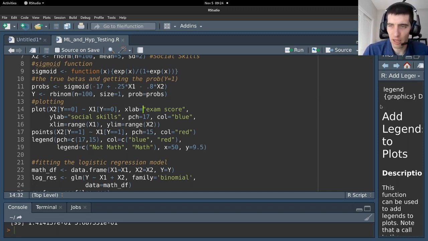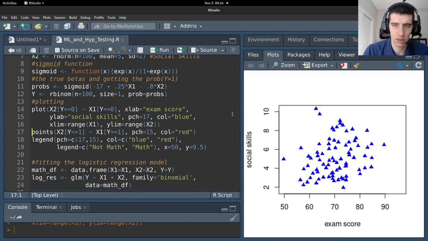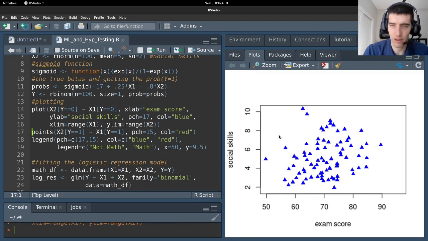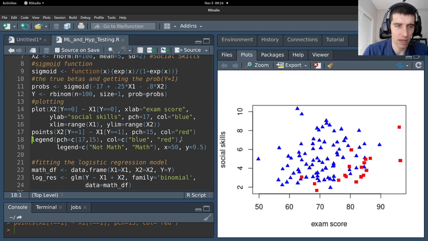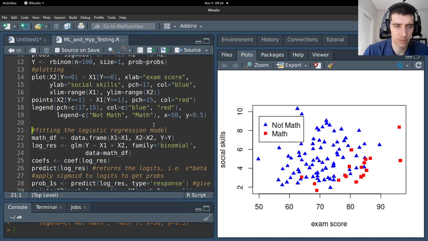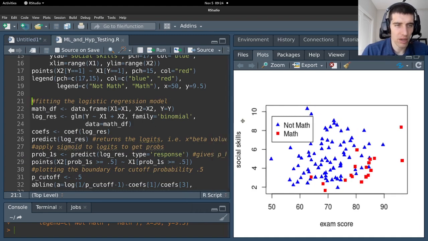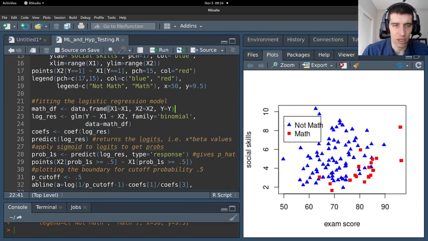Okay. So let's plot what I have here. So here's the plot of the folks without math degrees. I can add the folks with math degrees as these red squares. This matches what we had in the slides. And then add a little legend so we can tell the categories apart from one another. Okay, so now let's fit a logistic regression model.